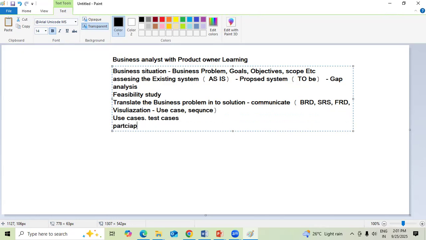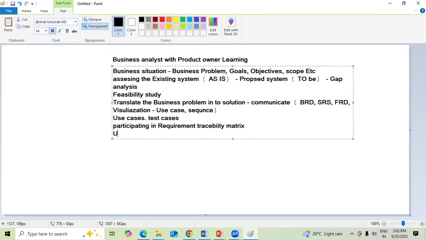Next, participating in the requirement traceability matrix. This is generally done in association with the testing team, because we need to compare use cases to test cases. So participating in the requirement traceability matrix, all that. Generally, this is all something that we do.